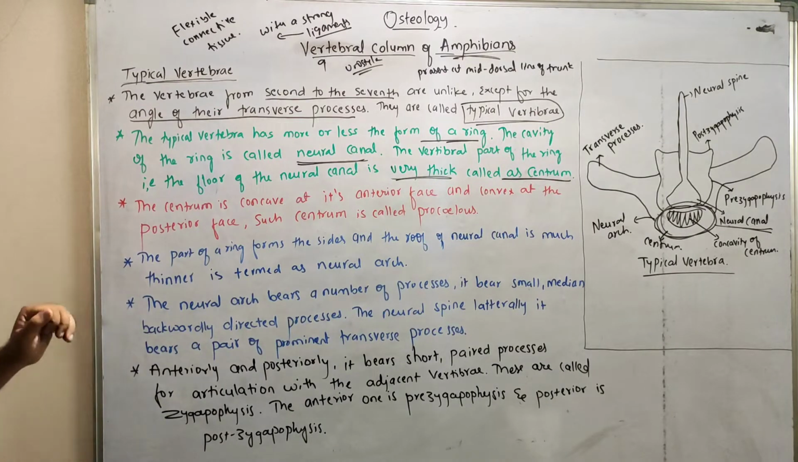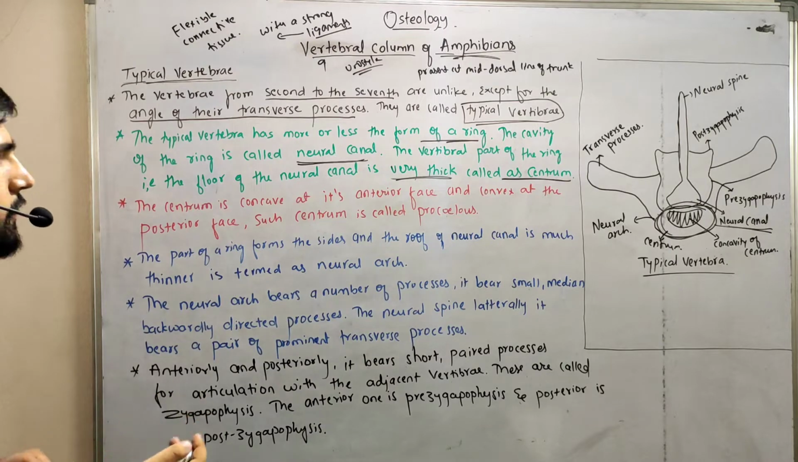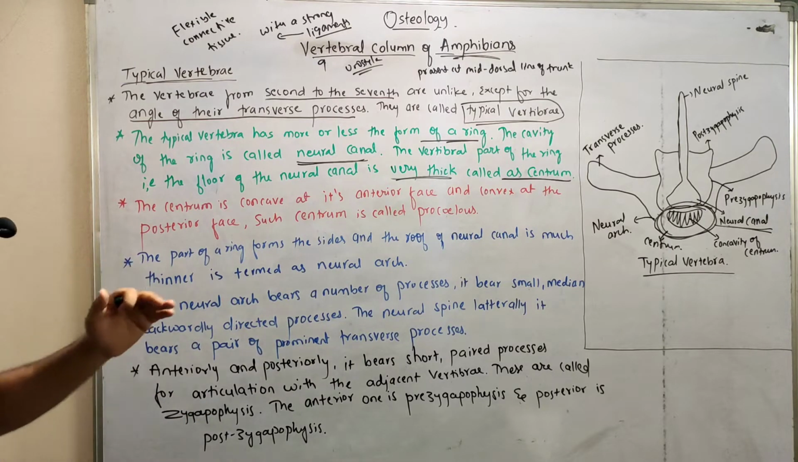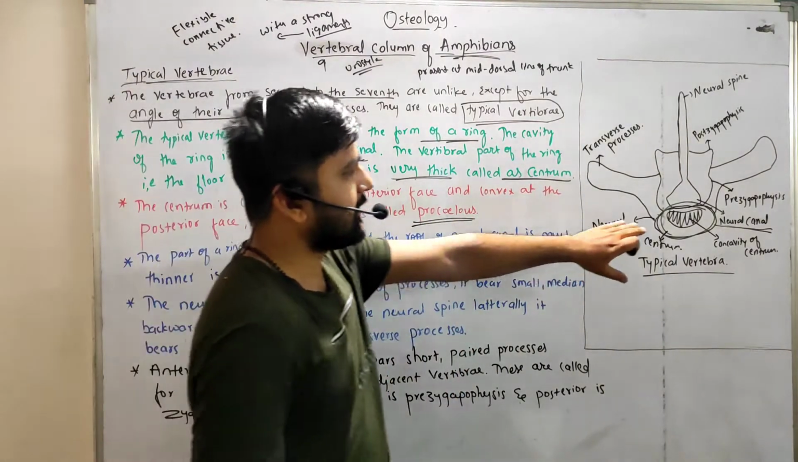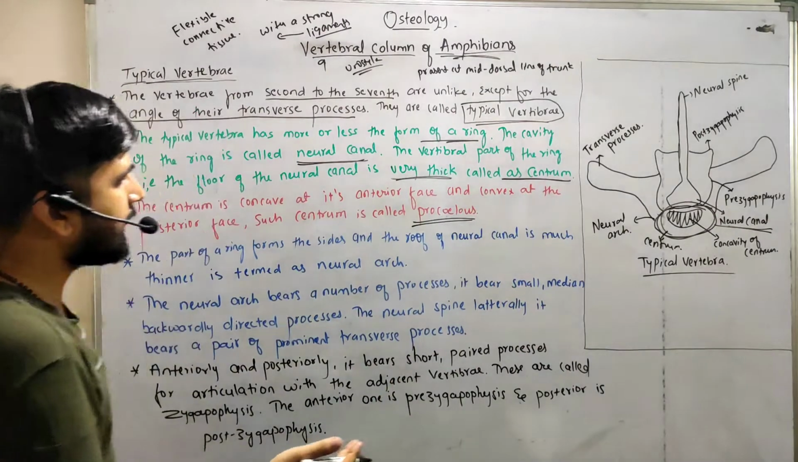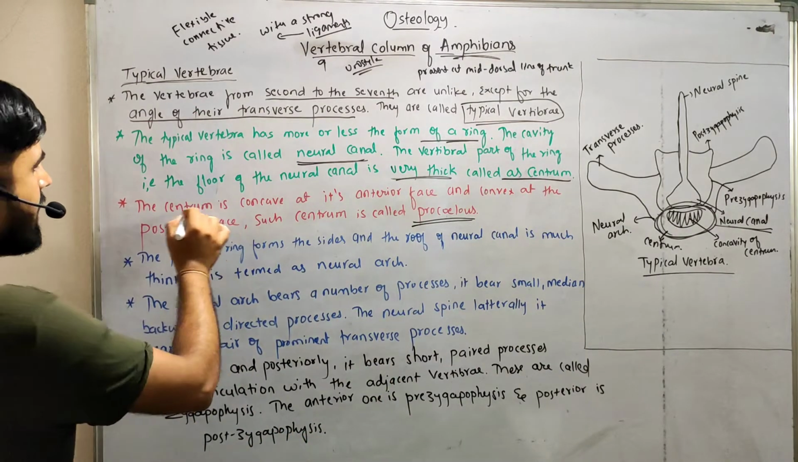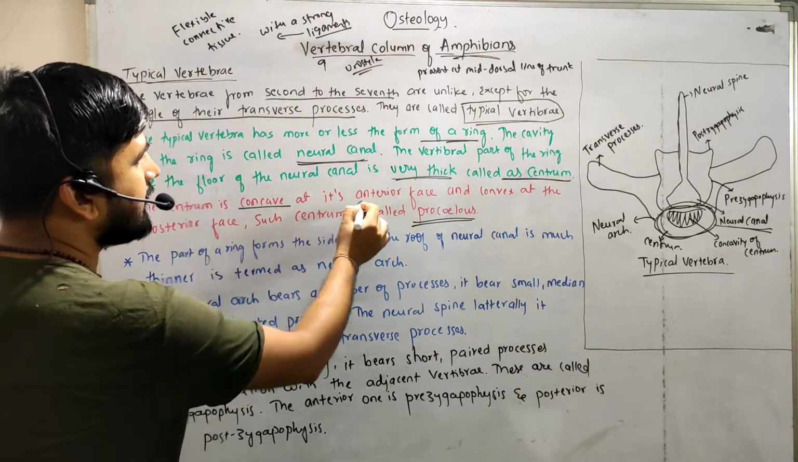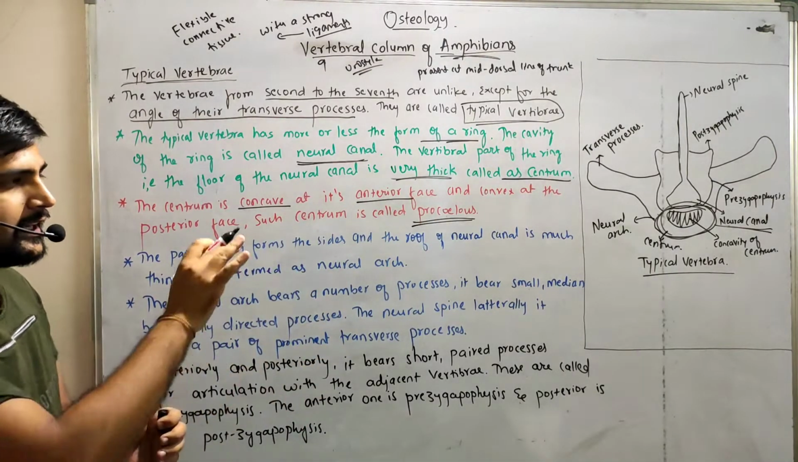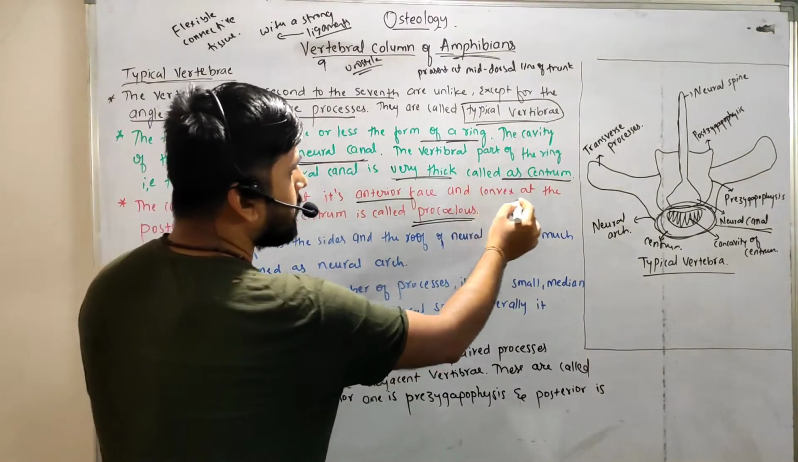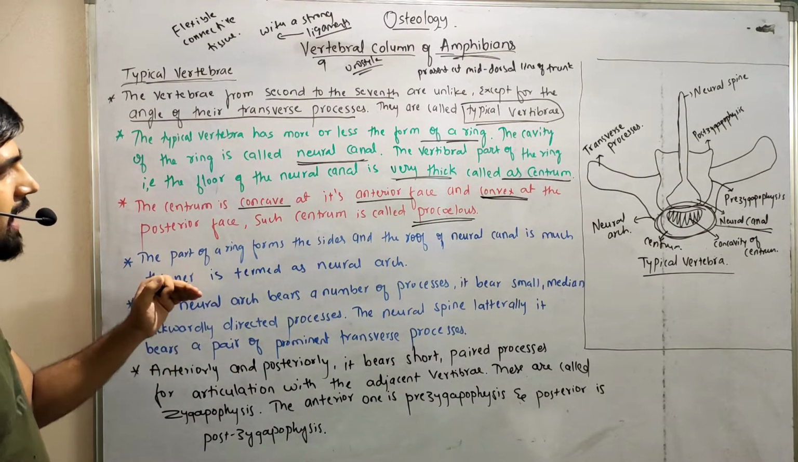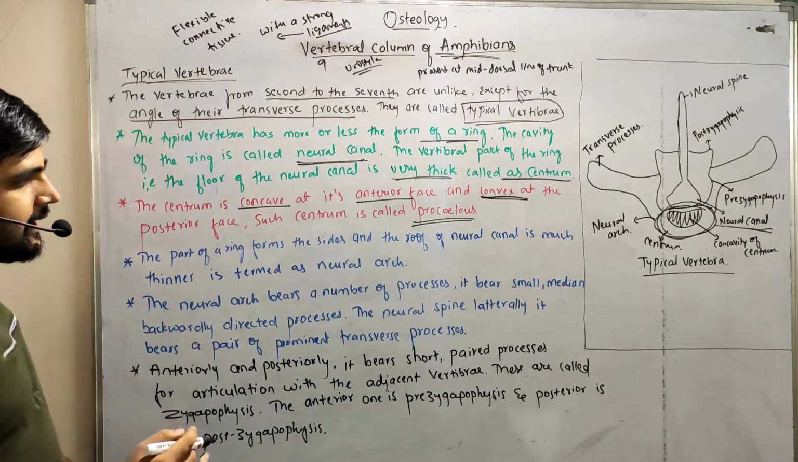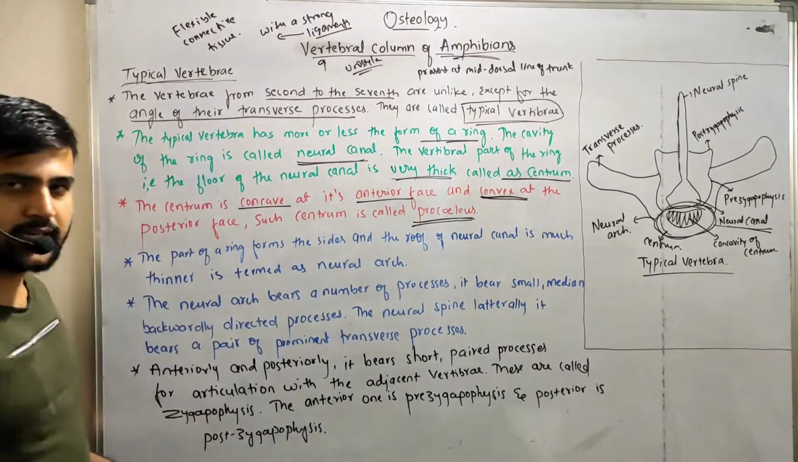Next point: the centrum is concave at its anterior face and convex at its posterior face. Such a type of centrum is called procoelous. At the anterior face it has a concave shape, and at the posterior face it has a convex shape. That is why this type of centrum is called the procoelous type of centrum.